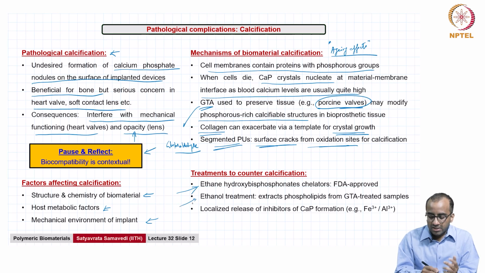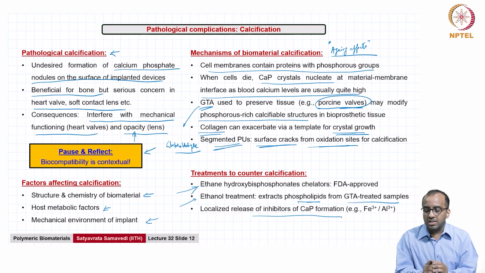You can also have ethanol treatment, which extracts the phospholipids from glutaraldehyde-treated samples such as the porcine valves. Or you can also have localized release of inhibitors of calcium phosphate formation, such as positive cations, essentially iron and aluminum. So, these are all strategies that can be used to counter calcification.